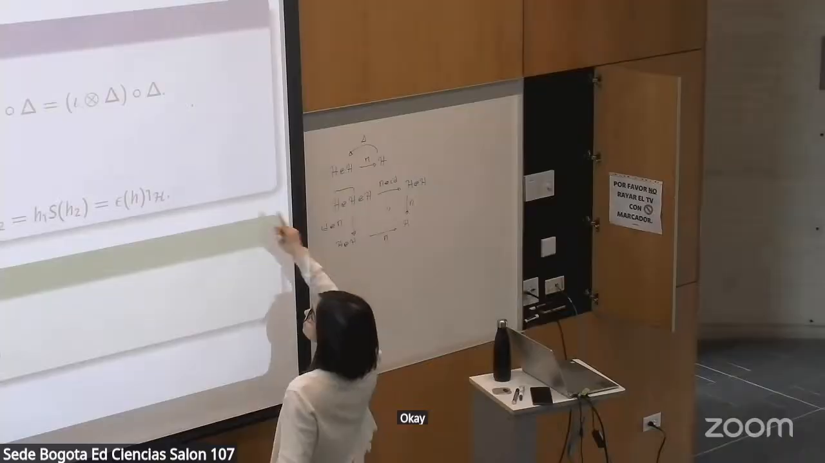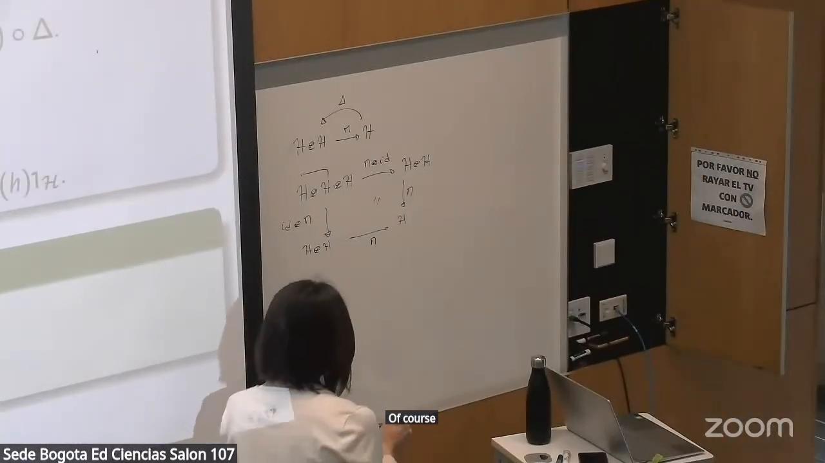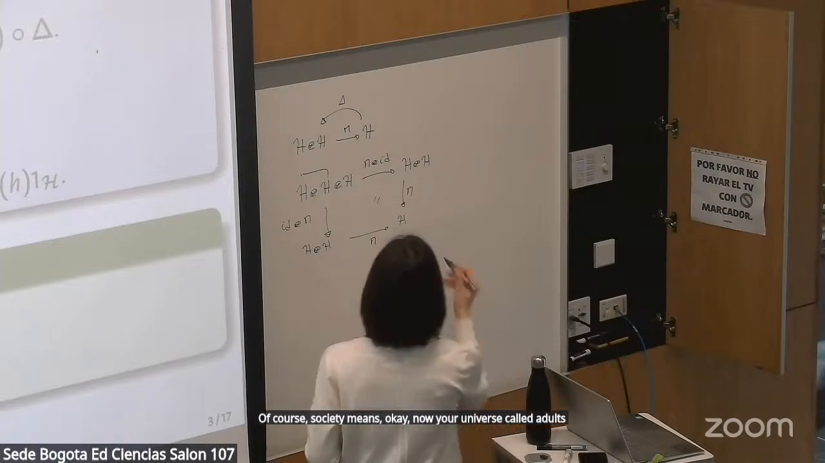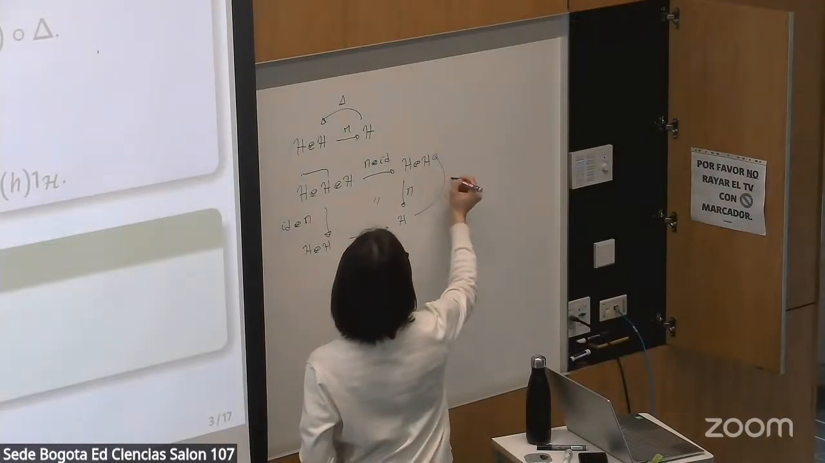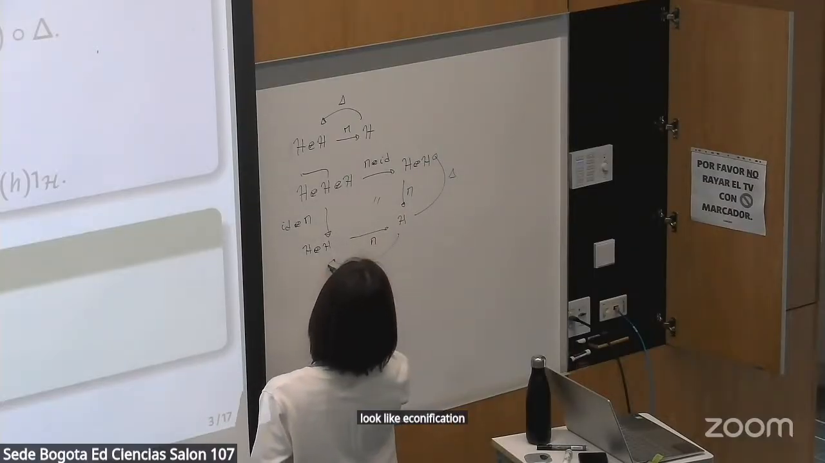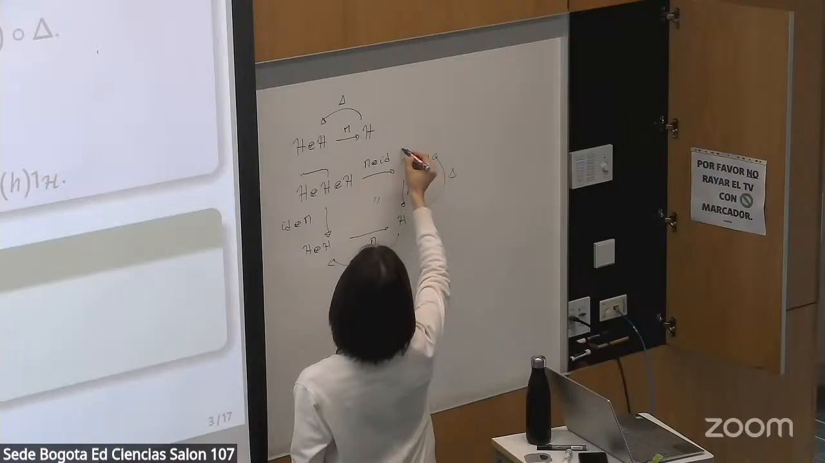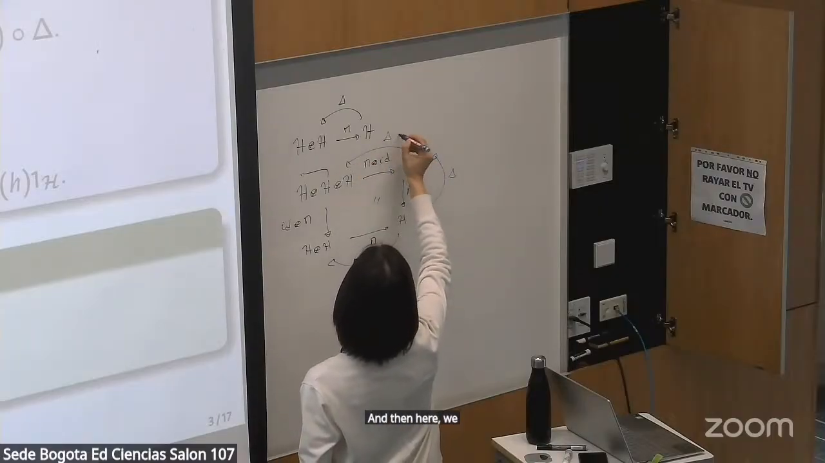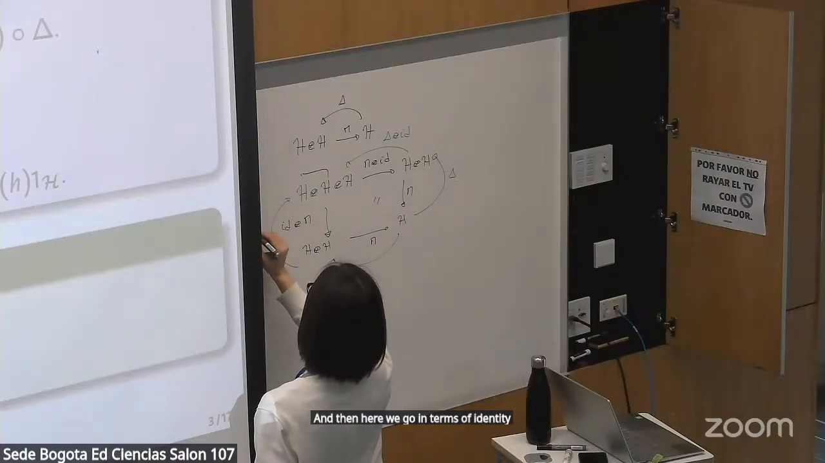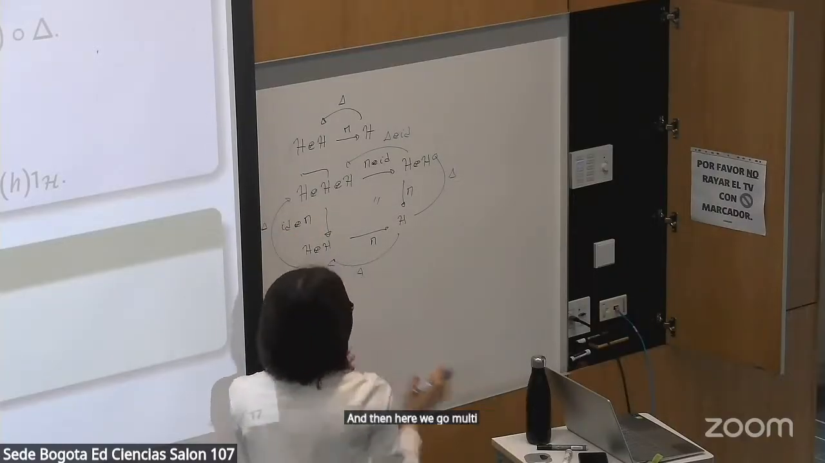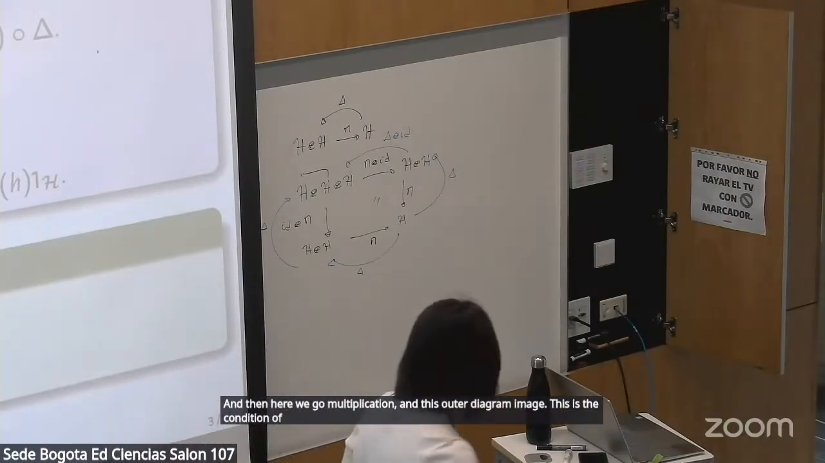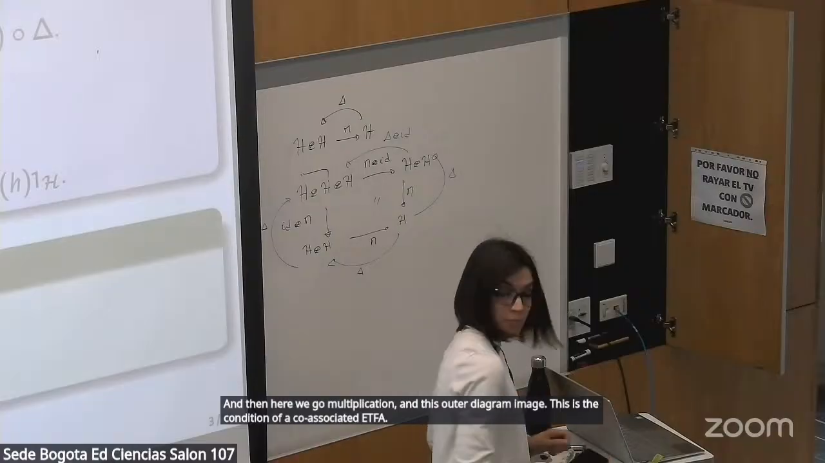So this co-associativity means, okay, now you reverse the arrows. You apply the co-multiplication, and then here we can co-multiply, tensor identity or identity tensor co-multiplication. And this outer diagram commutes. This is the condition of co-associativity, okay? And the same with the co-unit and the antipode.